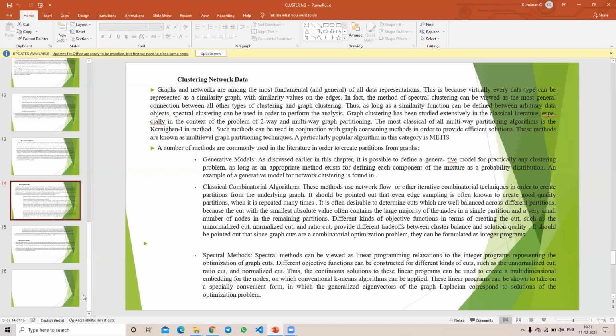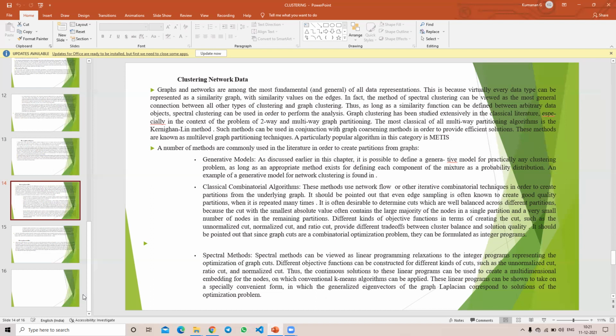Different kinds of objective functions for creating the cut, such as the unnormalized cut, normalized cut, and ratio cut, provide different trade-offs between cluster balance and solution quality. It should be pointed out that since graph cuts are combinatorial optimization problems, they can be formulated as integer programs.